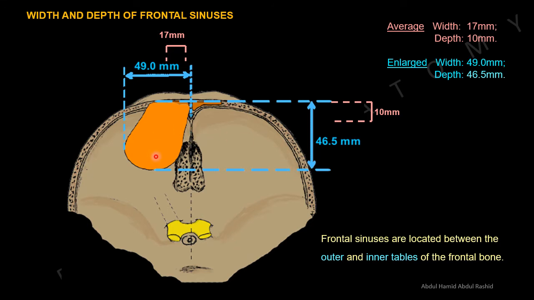Now we are going to talk about the width and depth of the frontal sinuses. Average width of the frontal sinus is about 70 mm and average depth is about 10 mm. But when enlarged, it may reach up to 49 mm wide, and the depth may be up to 46.5 mm. Frontal sinuses are located between the outer and inner tables of the frontal bone. Frontal bone has 2 tables, outer and inner. In between is the frontal sinus.